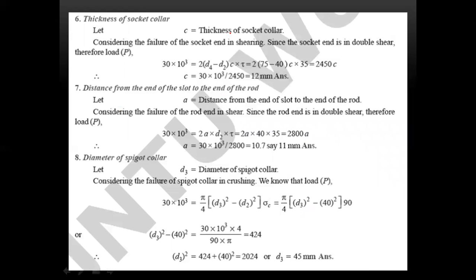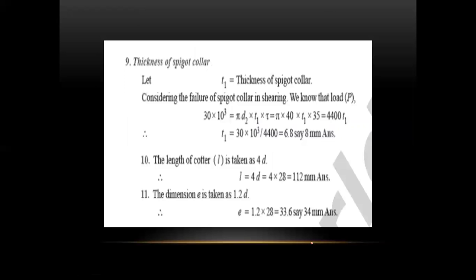Now the thickness of the socket collar, C, we have to determine. So applying the formula, you are getting C. Distance from the end of the slot, A. So like this, diameter of the spigot collar, D3, we have to find. Applying this formula, we are getting D3 value. Next, thickness of the spigot collar, T1, we have to find.